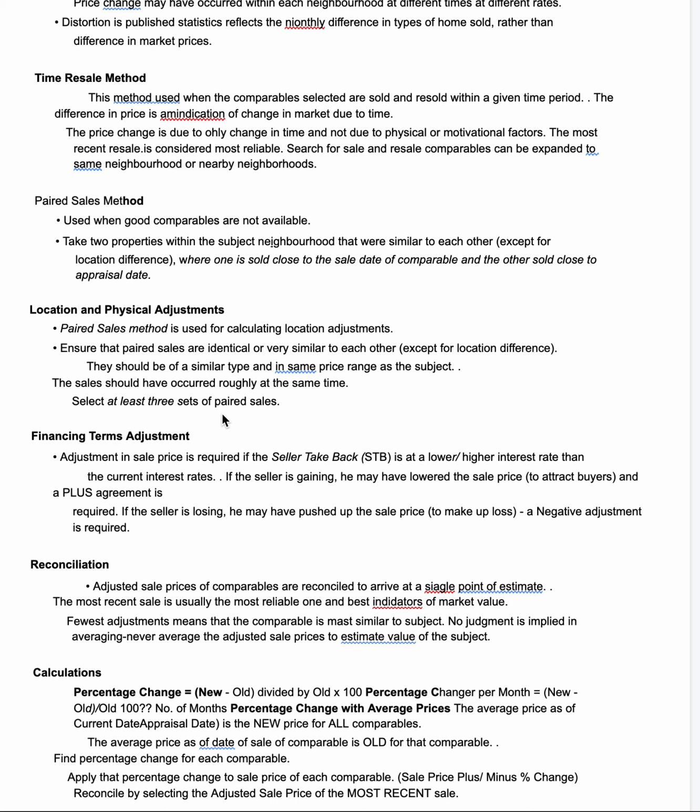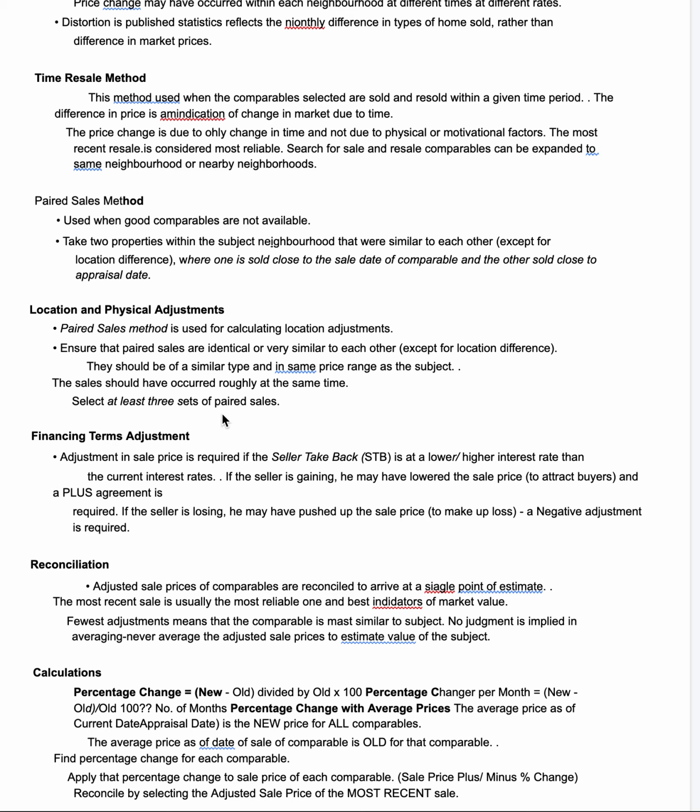So the calculation of the dollar adjustment for differences in location between the comparable and the subject is done by the paired sales method. The basis for this method is that you select two sales that are identical to one another except for the difference in location, the same location difference as between the comparable and the subject. The sales should have occurred at roughly the same time. Accordingly, any variance in the selling price between the two sales would represent the adjustment in value between the locations.